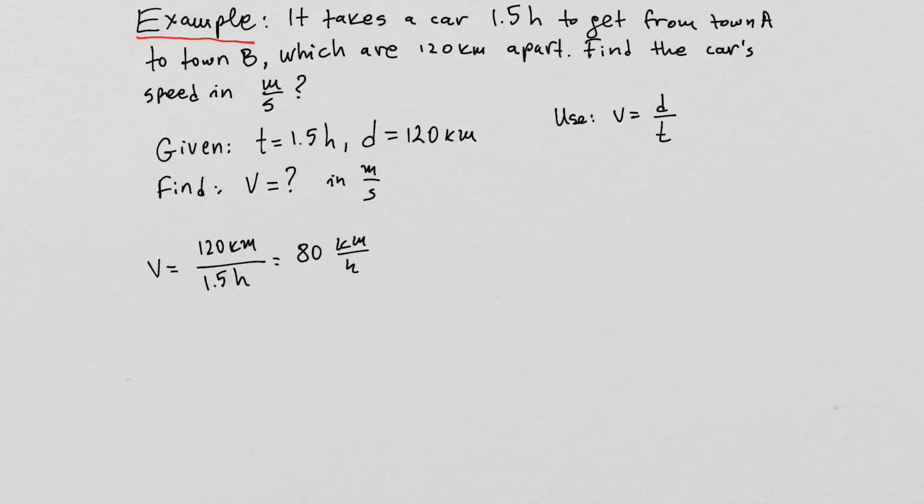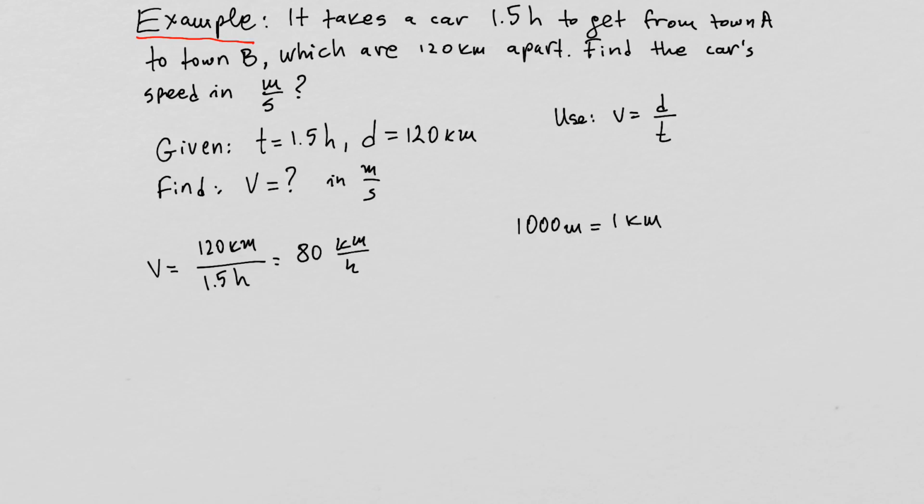So substituting the values for the distance and the time in the formula gives me 120 kilometers divided by 1.5 hours. That is equal to 80 kilometers per hour. So now I must convert that unit, kilometers per hour, into meters per second. In order to do that, let's remember that there is a relationship between kilometers and meters. And that relationship was that 1,000 meters are equal to 1 kilometer.